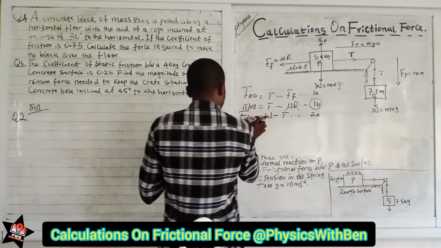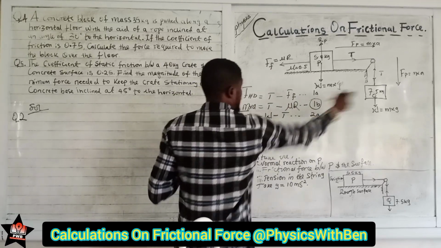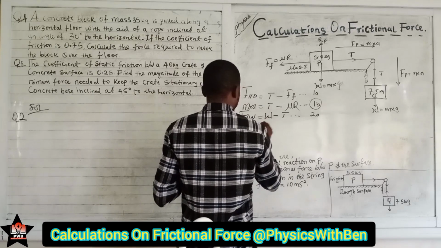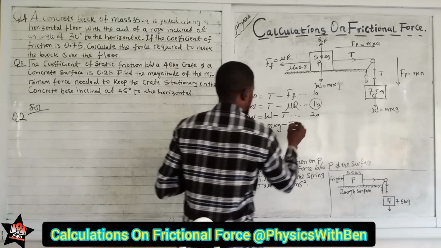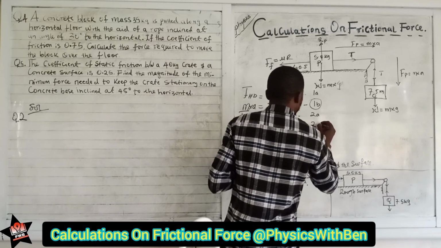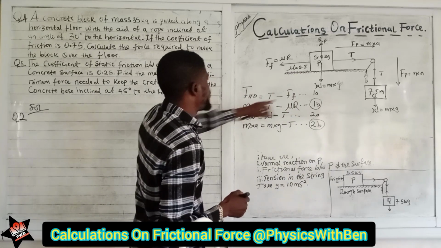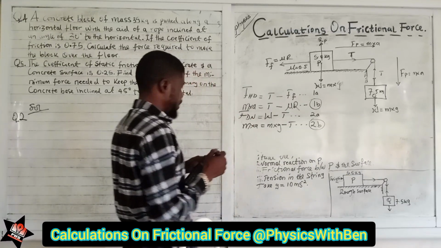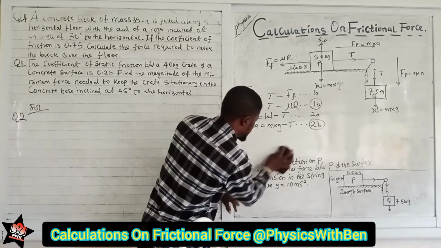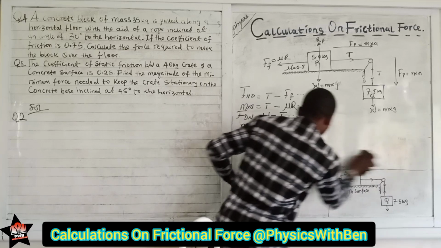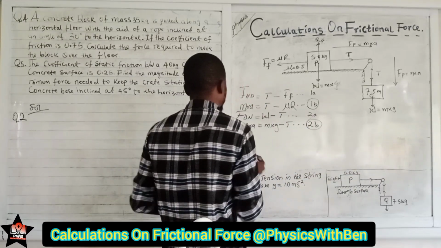Equation 2A. So if you substitute the total downward net force, we have mass times acceleration is equal to mass times gravity minus tension. We call this equation 2b. So equation 1b and equation 2b are our simultaneous linear equations that we are going to use to solve this.